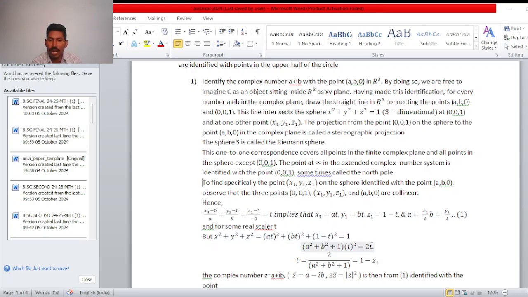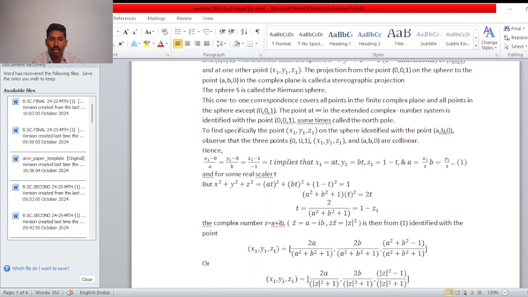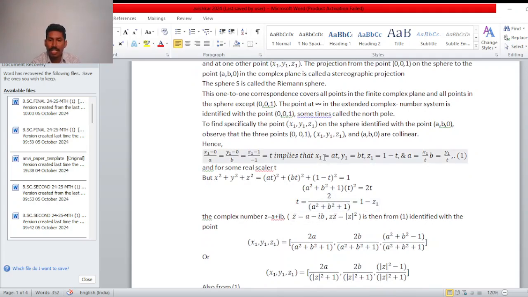Putting this in 1, and after solving this we get t is equal to 2 upon a square plus b square plus 1 is equal to 1 minus z1. So putting that t here, x1 is equal to at, y1 is equal to bt and z1 is equal to 1 minus t. So we get x1, y1, z1 is equal to 2a upon a square plus b square plus 1, 2b upon a square plus b square plus 1, and z1 is a square plus b square minus 1 upon a square plus b square plus 1.